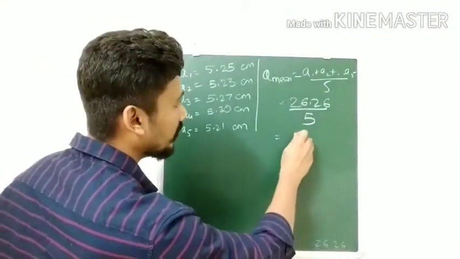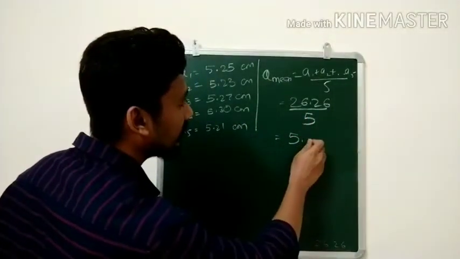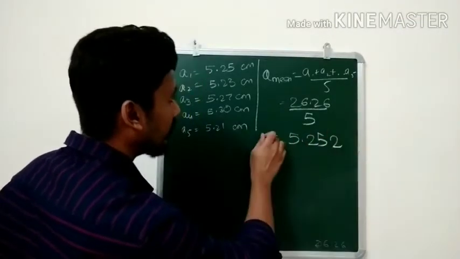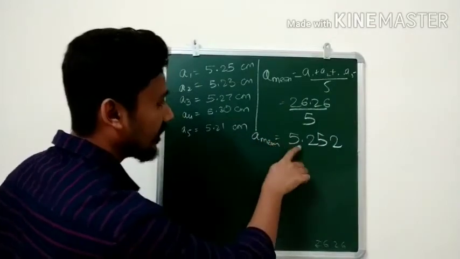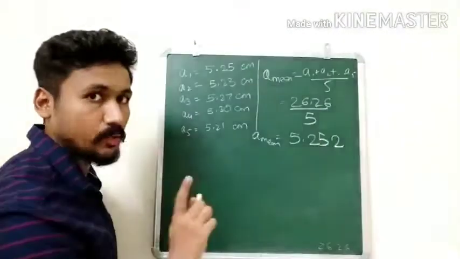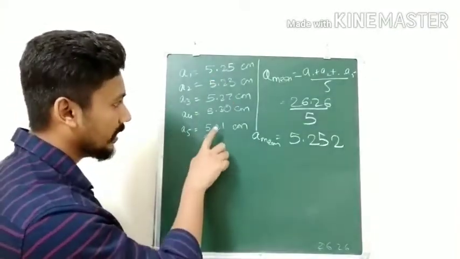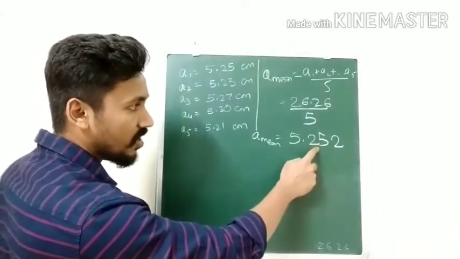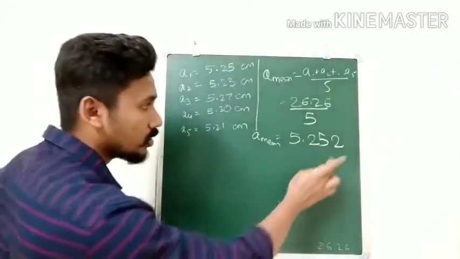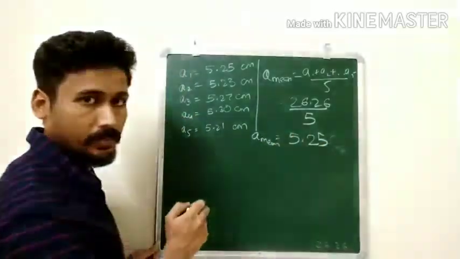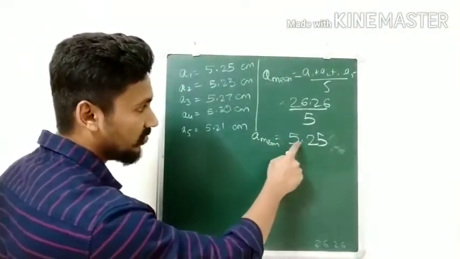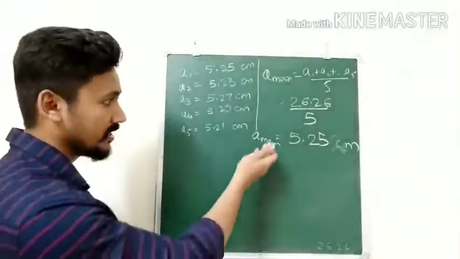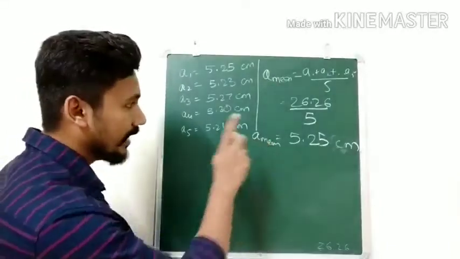Dividing 26.26 by 5, we get A mean as 5.252. Now, because during the measurement only 2 digits were there after the decimal point, in the A mean value also we will consider only 2 digits. So this last 2 we are going to ignore. So the mean value will be equal to 5.25 centimeter. This is the average value. I am sure this is very easy for you to find. So we have got the A mean.